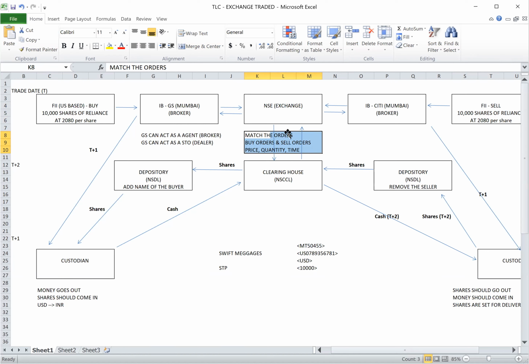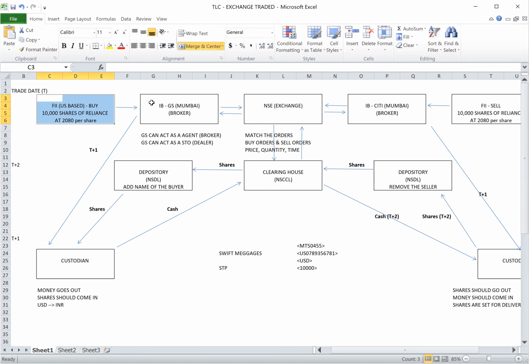Similarly, the exchange will also send a confirmation to Citi Mumbai broker that the order you placed to sell the shares of Reliance, that order is executed. And the broker would pass on the information to the client that your order is executed.